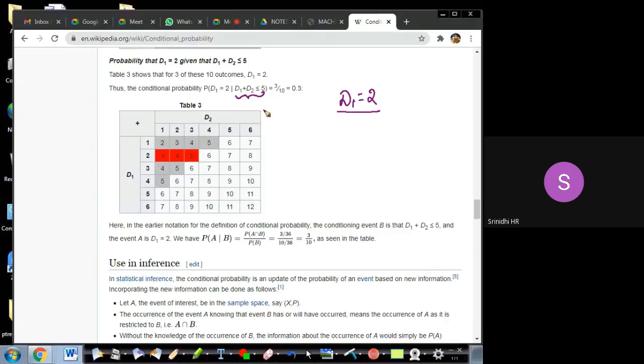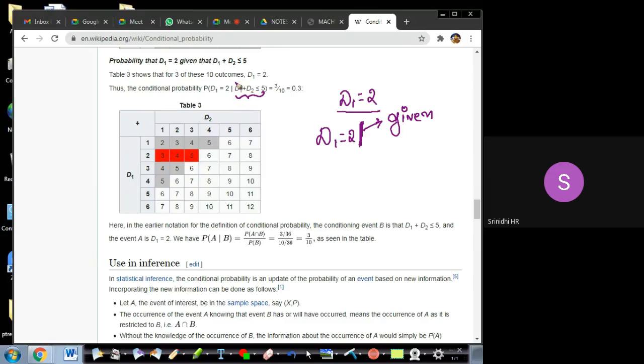Are you able to understand? So what is my condition? My condition is d1 is equal to 2. This is the first condition. In d1 is equal to 2, given. So this vertical column represents given values which are already there.